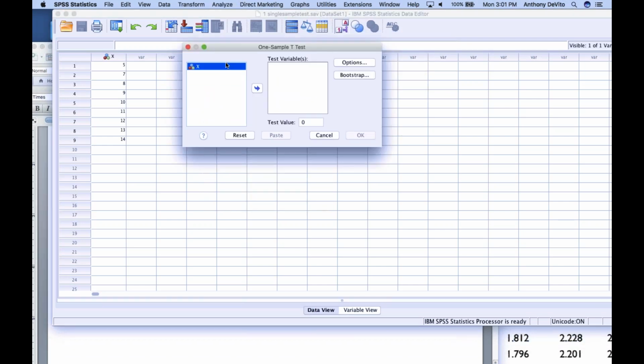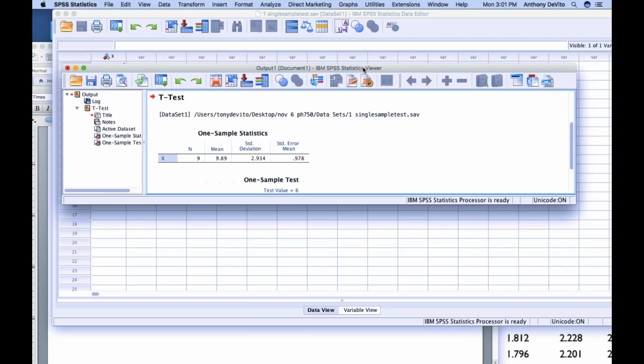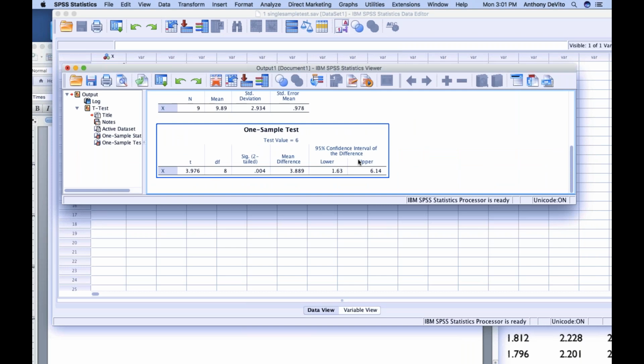Okay, so here's my sample. There's my values for X. I'm going to move it in there. And in the test value, I am going to put in the value that I had for the mean for that other population. What was it again? It was an average of, the mean for that other population was 6, right? So I'm going to go ahead and calculate my t-score. I'm going to click OK, and it's going to do exactly the same calculation that we did before, right, by hand. And it's going to calculate it.